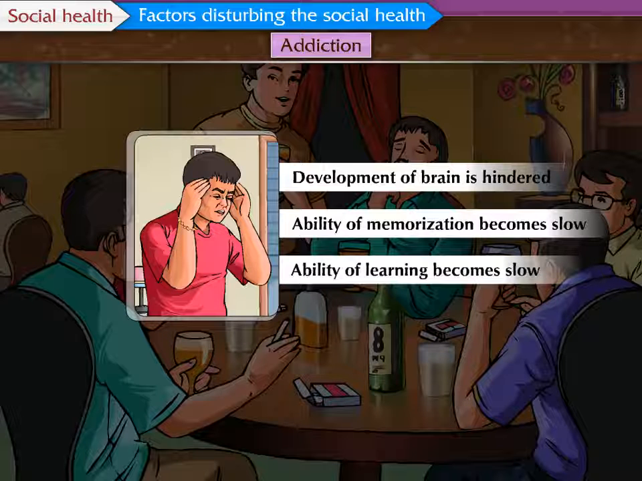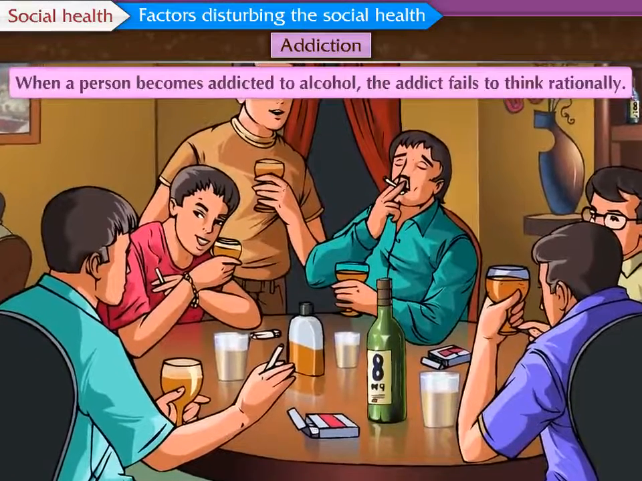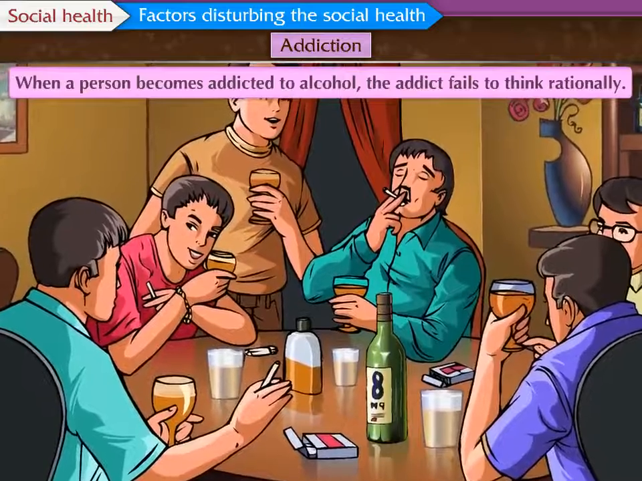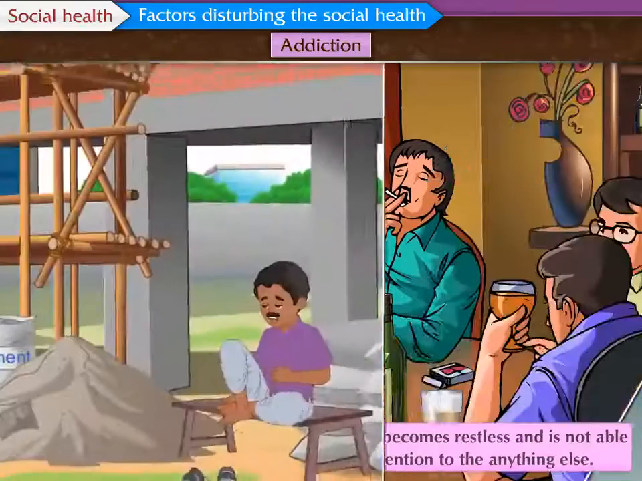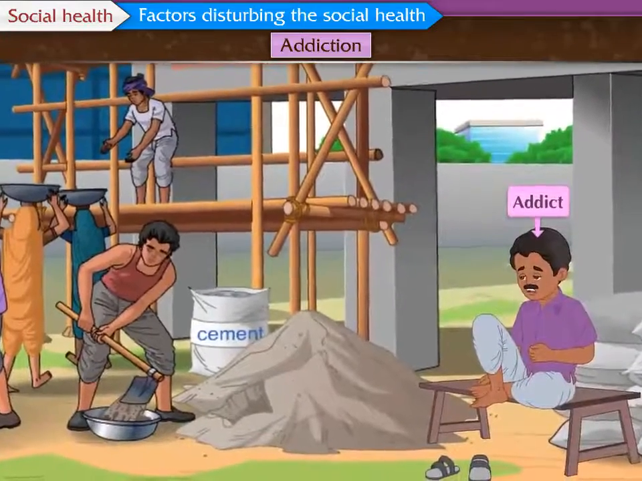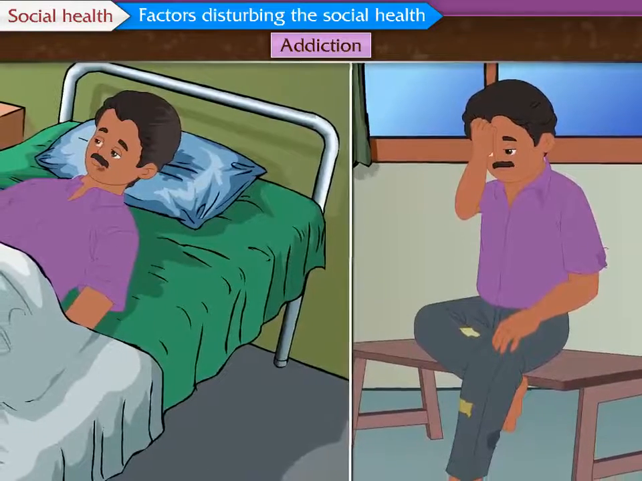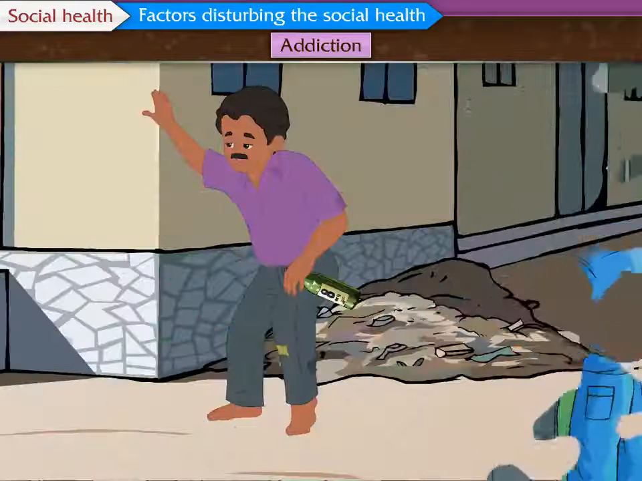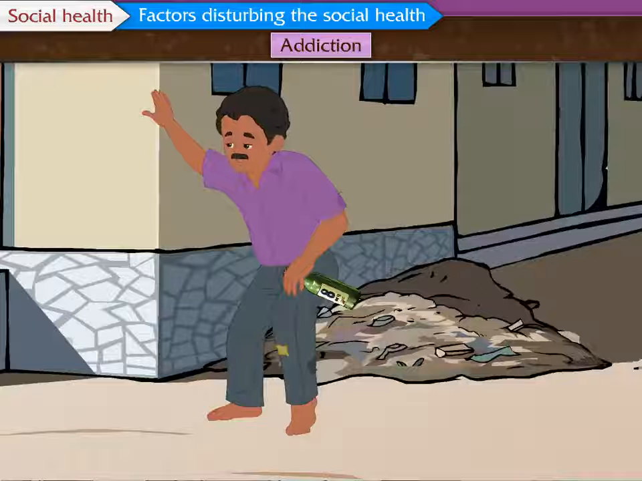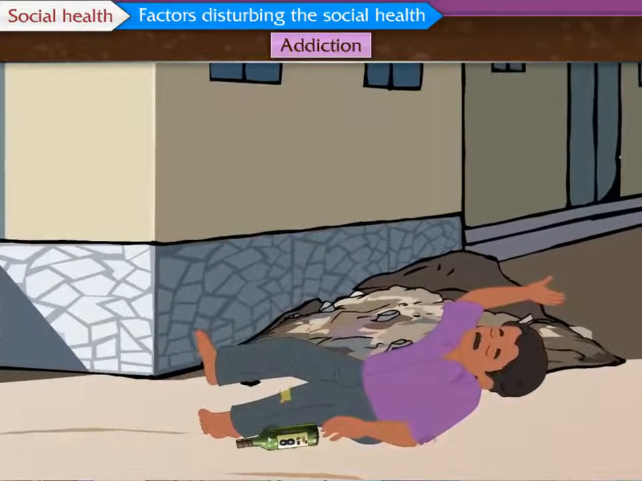When a person becomes addicted to alcohol, the addict fails to think rationally. The person becomes restless and is not able to pay attention to anything else. Due to this, the person has to face social, mental, and family problems along with physical illness. Such a pitiful condition of the most intelligent human being is not acceptable. Come, let us now proceed to the next topic.